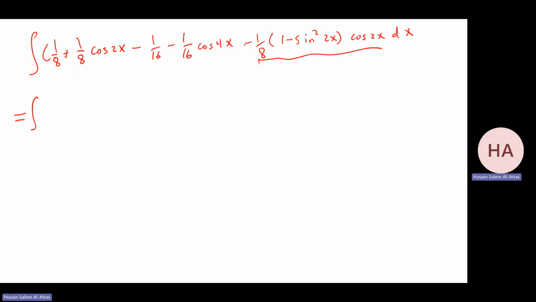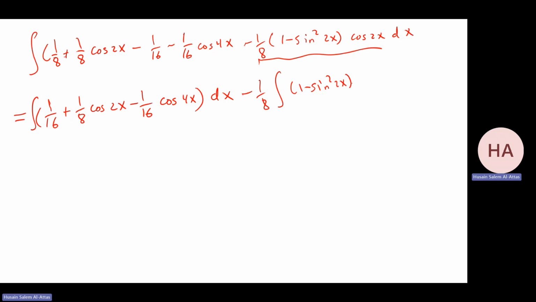1 over 8 minus 1 over 16, that will be 1 over 16, plus 1 over 8 cosine 2x, minus 1 over 16 cosine 4x. This is ready to be taken. Now this is minus 1 over 8 integral of 1 minus sine squared x cosine x dx.